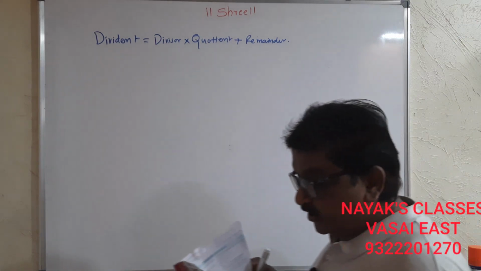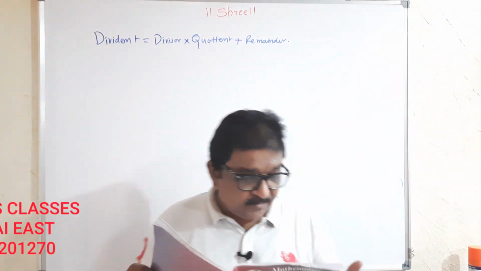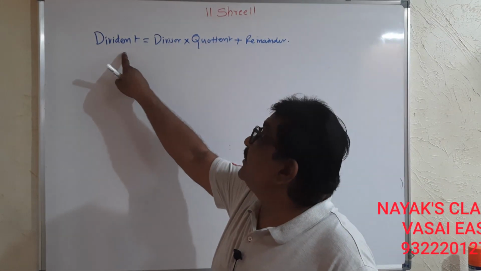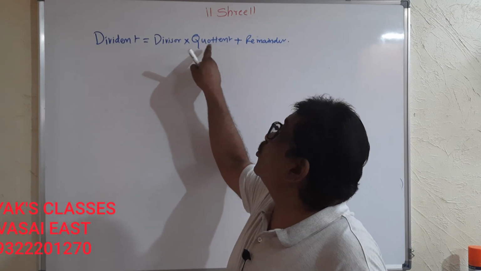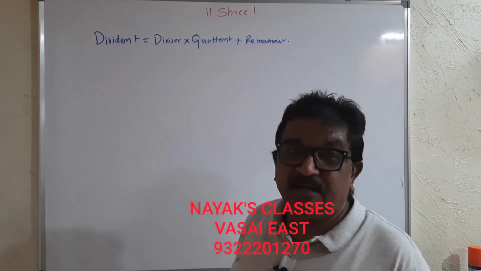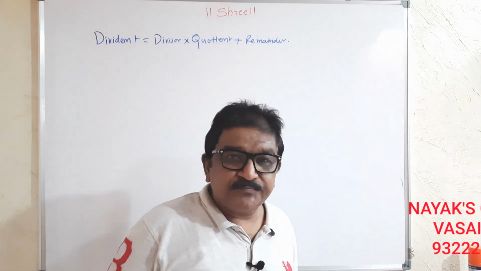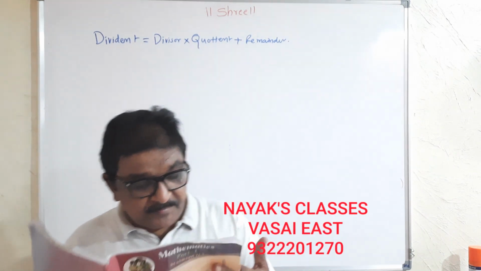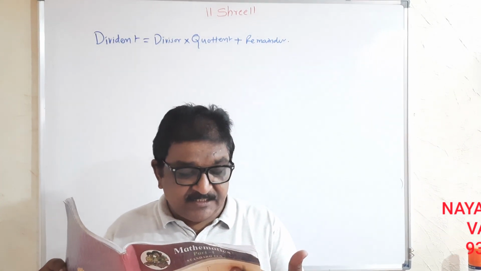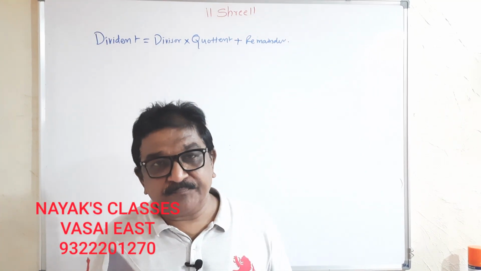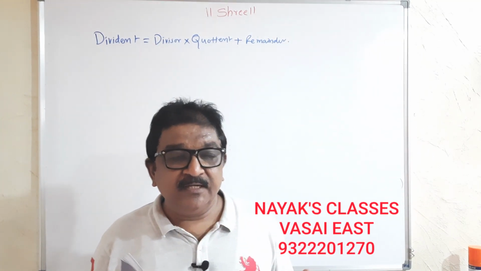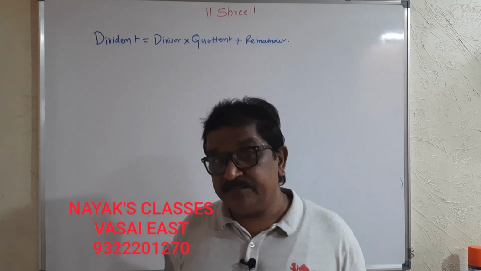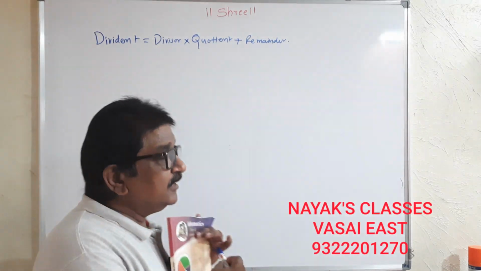Now the ninth question is, with your old knowledge: dividend is equal to divisor into quotient plus remainder. All of you know this. So, now I am reading the example. If 460 is divided by a natural number, 460 is the dividend.